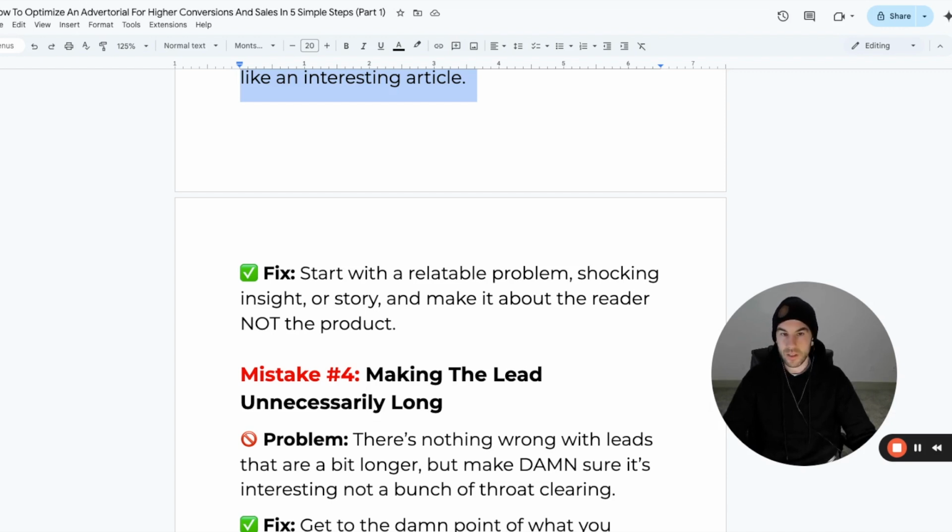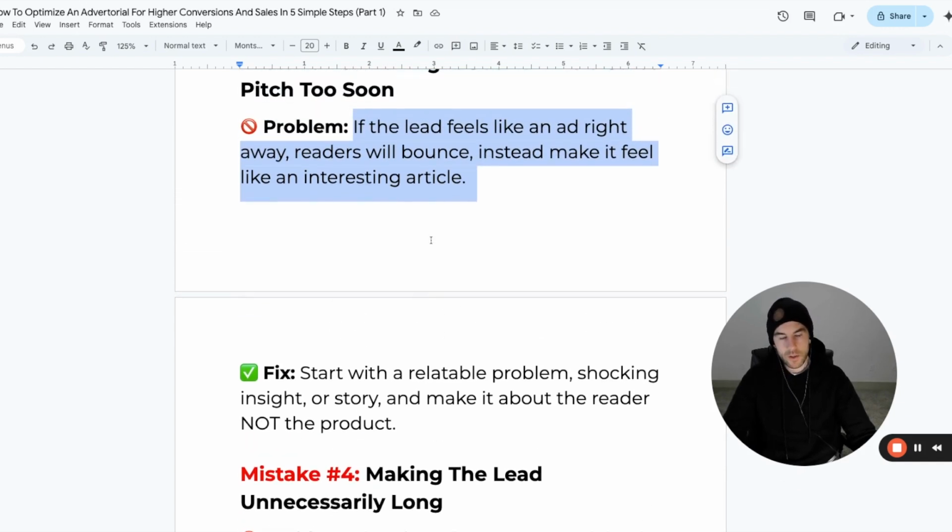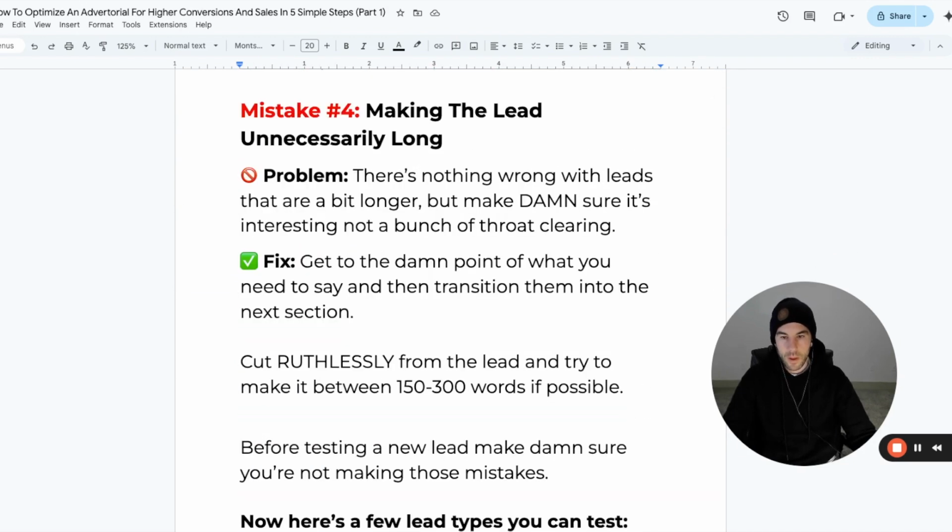It is a very basic direct response principle. You build the desire, you give them all the information, and then you introduce the product as the solution. So more often than not, don't mention the product in the lead. Just make sure that you're building it like an interesting article. And I'm going to show you guys kind of how to do that in point number 3.